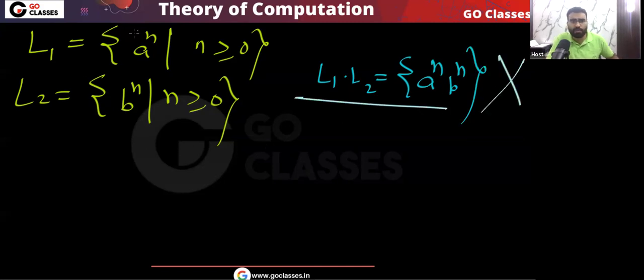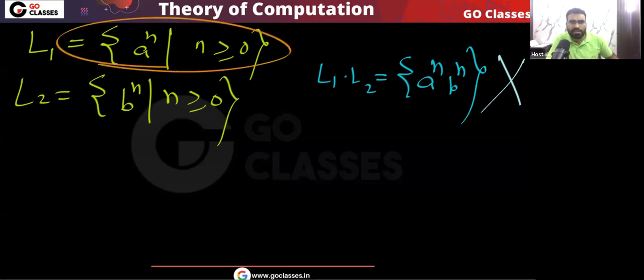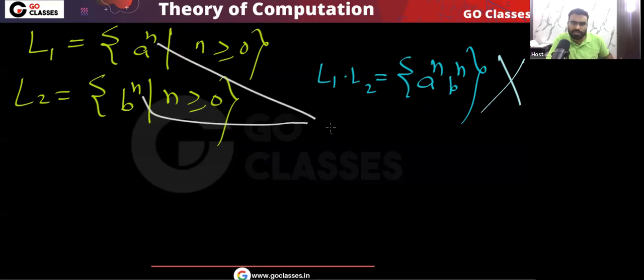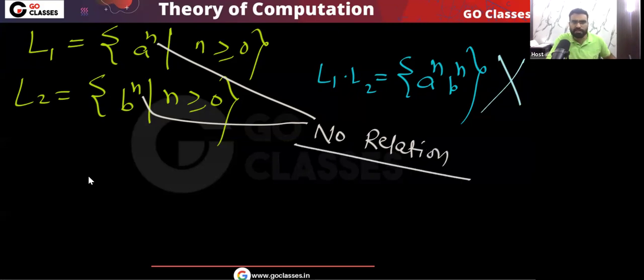This will not be the answer, because please understand, this n and this n, do they have anything to do with each other? A very simple question I am asking. In L1 there is a power n, n is greater than or equal to 0, means here you have any number of a, here you have any number of b. Then tell me, do this n and this n have anything to do with each other? They have nothing to do with each other. Yes or no? There is no relation between them. Okay, is this clear?